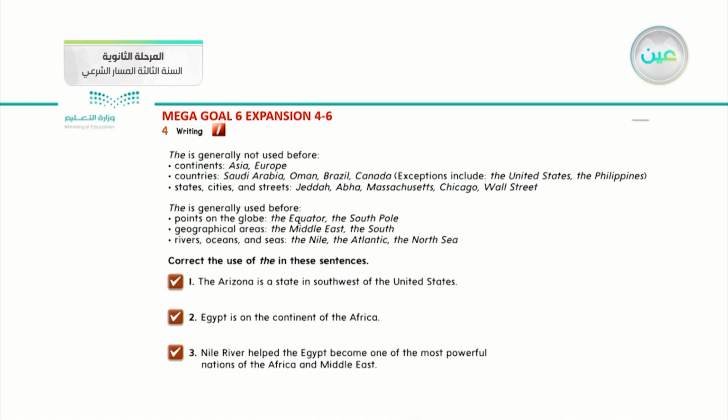That is generally used before. Now we finished that one, how we omit "the" in our essay writing. Let's go to the second point: in general, when can I use the article "the"? There are points on the globe, for example, when we talk about the equator, the South Pole, and directions. For those global points, we can use the article "the" with it. Geographical areas such as the Middle East, the South, and so on. And the third point: rivers, oceans, and seas, the Nile, the Atlantic, and the North Sea. Also, with a desert such as Sahara Desert, we can't use the article "the" with it. Some exceptions exist for these things.